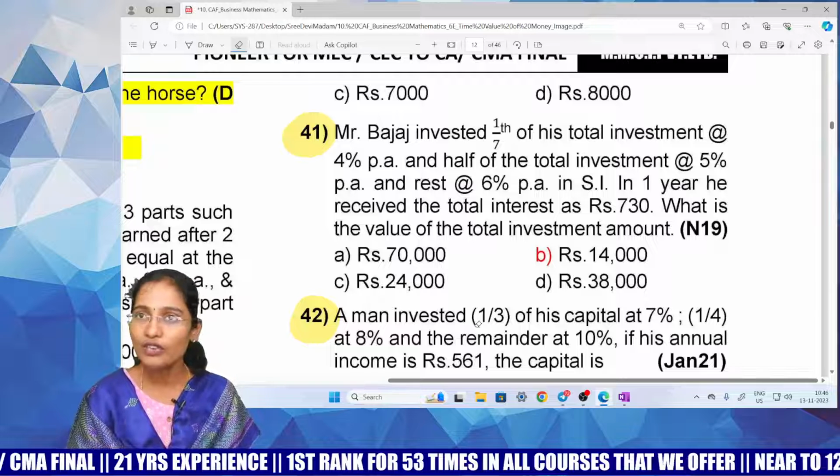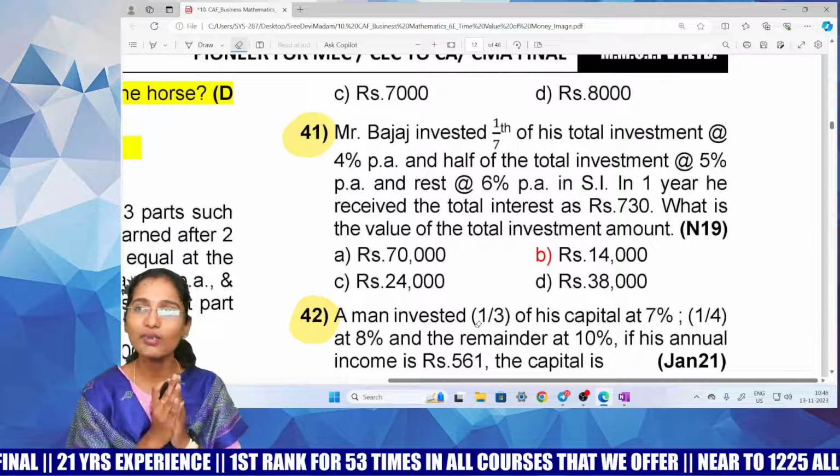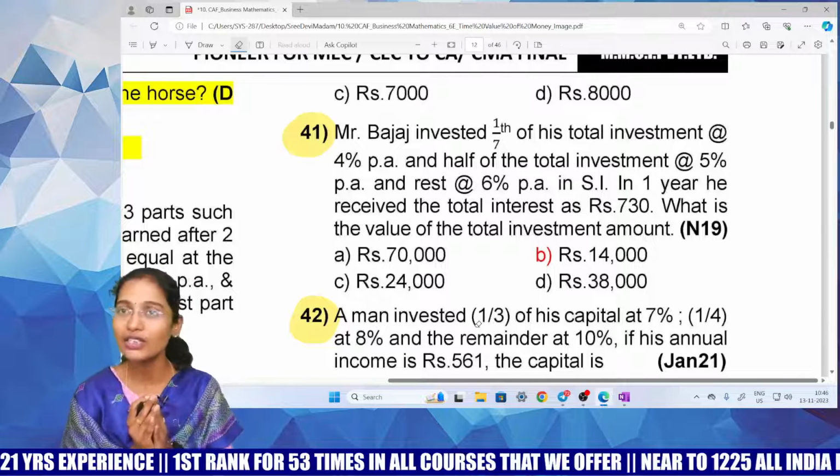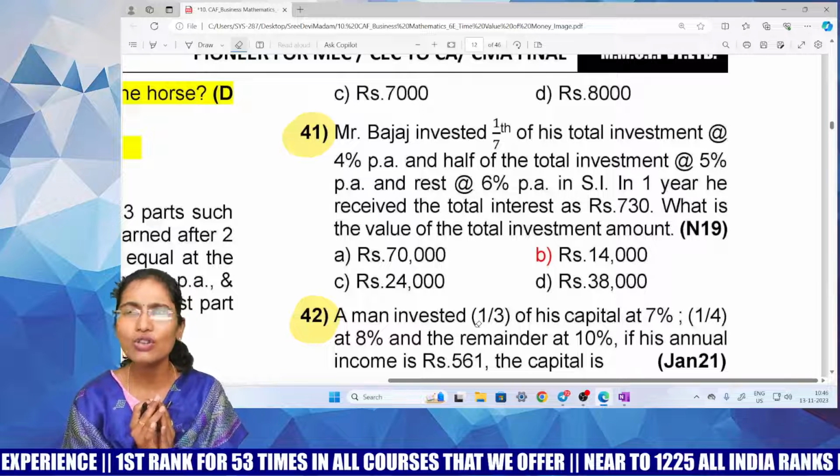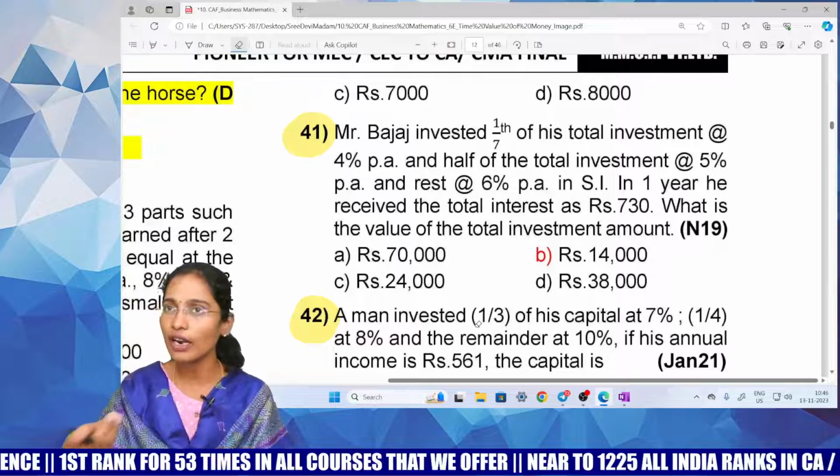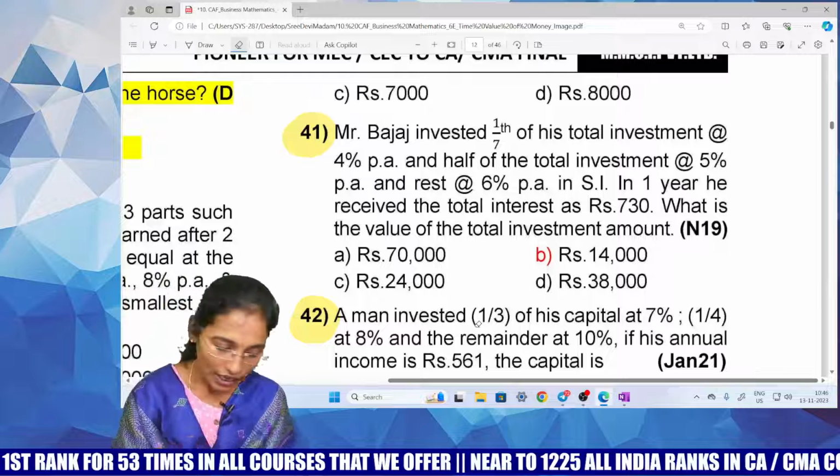Now, what am I using? I don't have much time to calculate the weighted average. So what I do is calculate the simple average. I'll not get the perfect answer, but I'll get the nearest answer. Let me show you that.